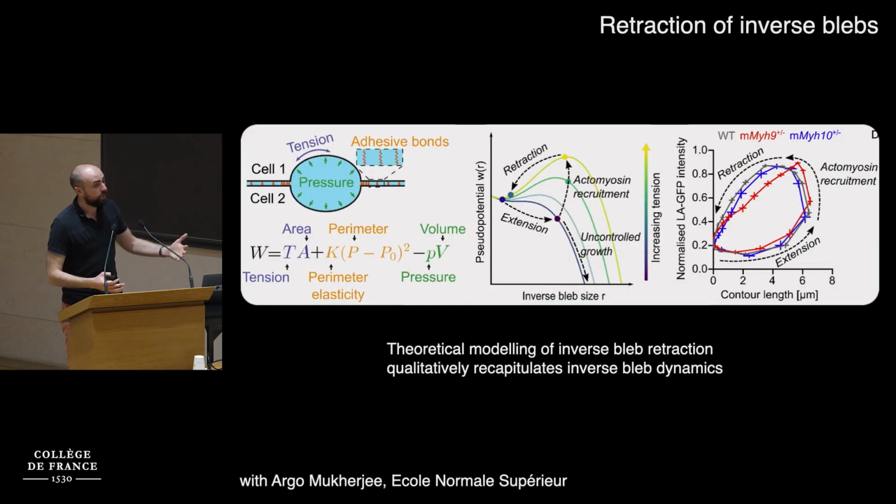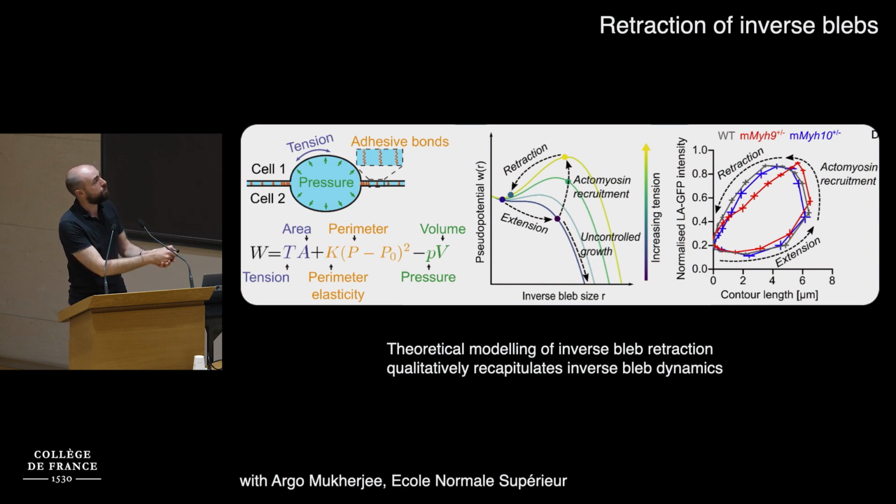And so this is now to complete the model. We discussed the presence of adhesion, which confines the fluid, that is the orange parameter. We discussed the increase in pressure, and now we just added a tension at the surface of the cell, which is provided by this acute accumulation of actomyosin. And this is what prevents the uncontrolled growth of the inverse blebs. What the increase in tension will do is that it will bring back this energy potential to a higher level and force a retraction of the inverse blebs.